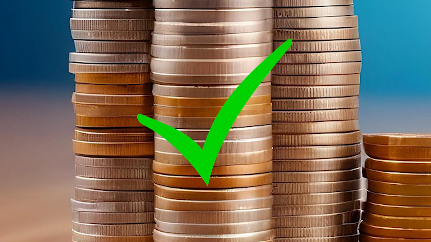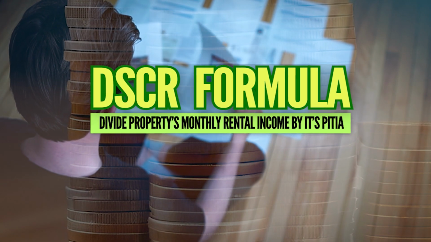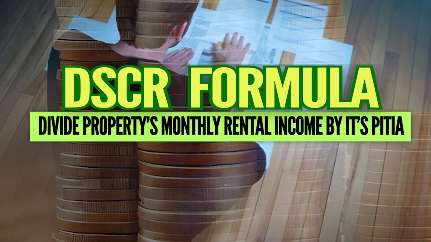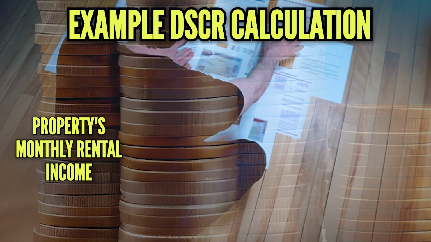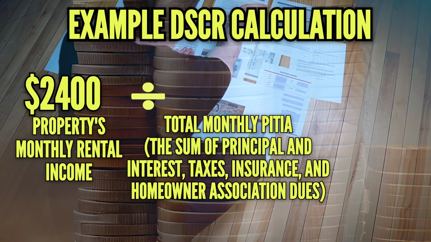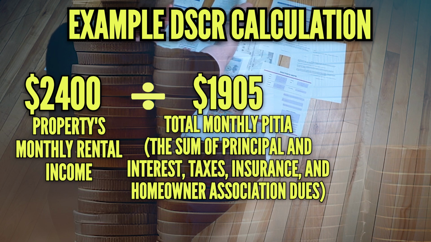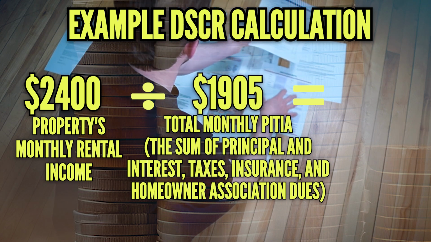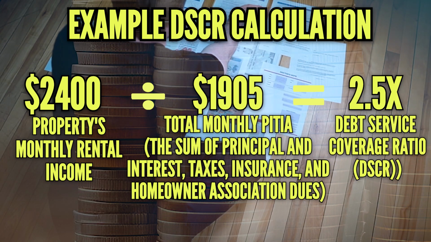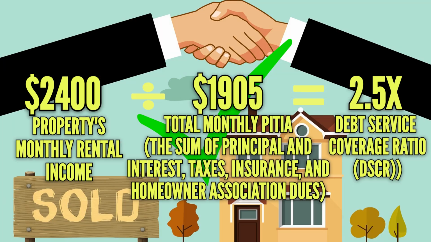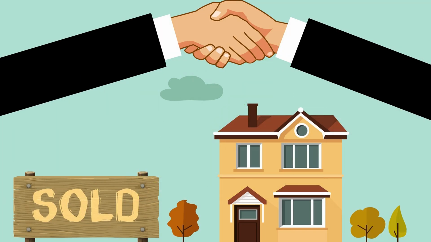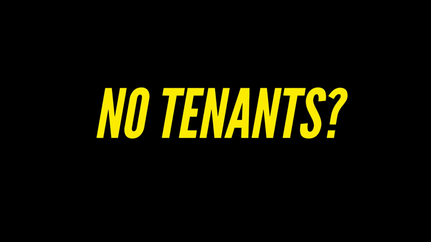Here's how it works. Lenders look at the rental income potential of the property. They calculate a DSCR ratio by dividing the property's income by its debt obligations. If the ratio is 1.0 or higher, it means the property is self-sustaining and qualifies for the loan. Sounds simple, right? But what if you don't have tenants yet? Don't worry, I'll show you how to structure your deal so you still get approved.